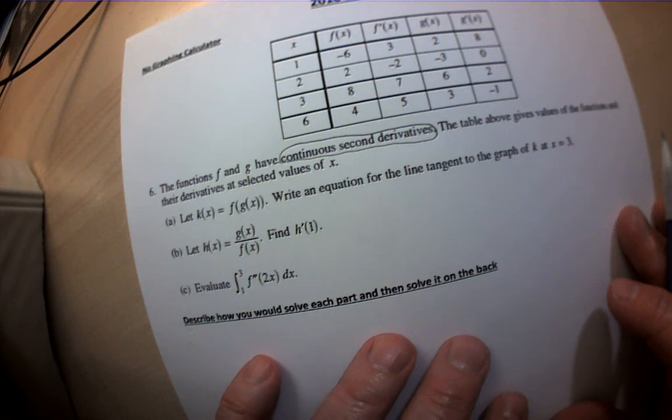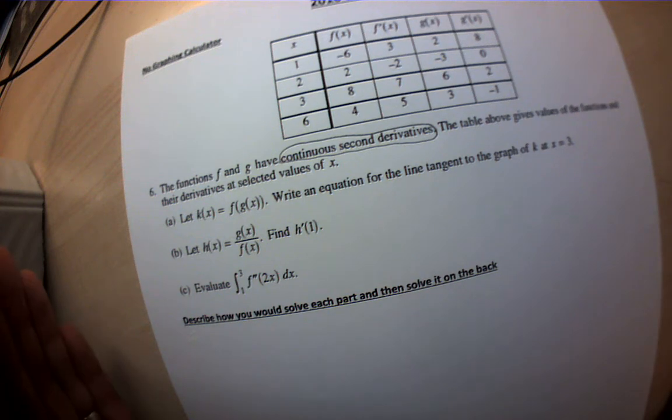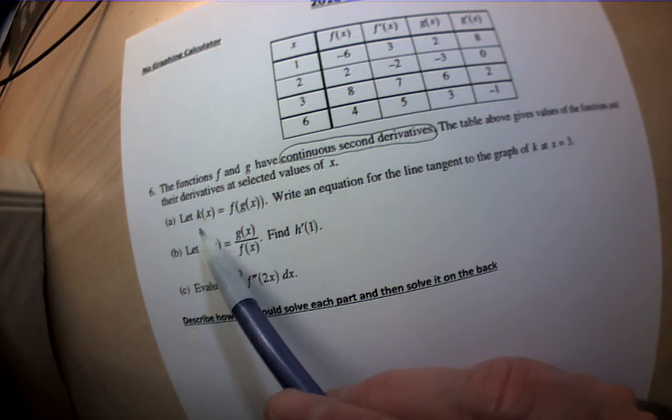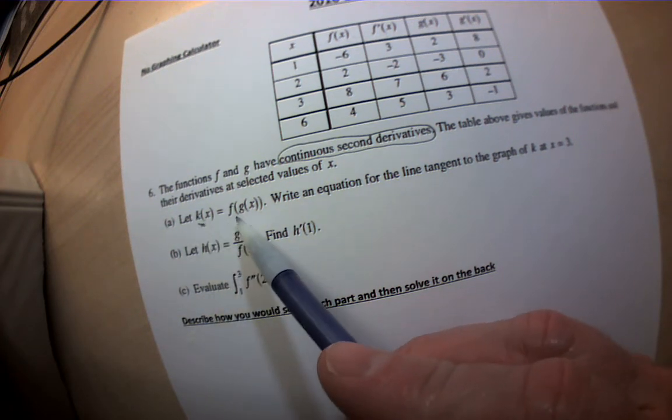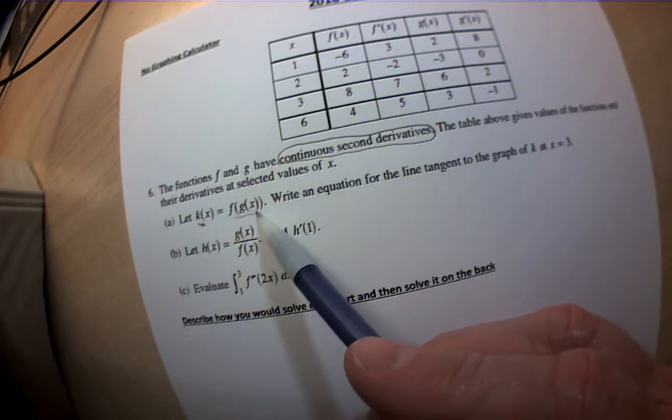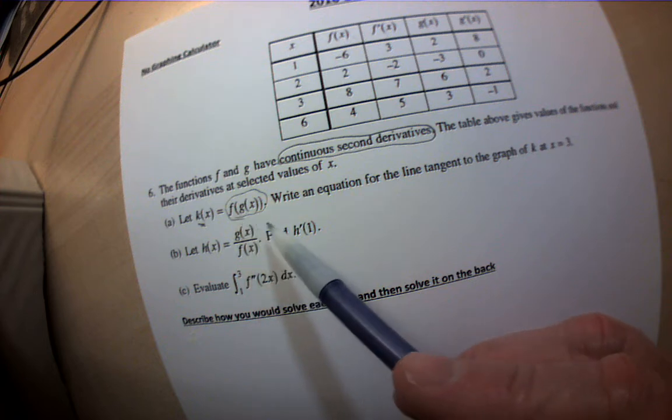Okay, so now let's get down to the problem. There's three parts. They're not necessarily related. You might not know how to do the first part, but you can do the second or the third. So let's see. Let k of x, so they're defining a new function, equal f of g of x. So this is a composite function. The g function's inside of the f function.